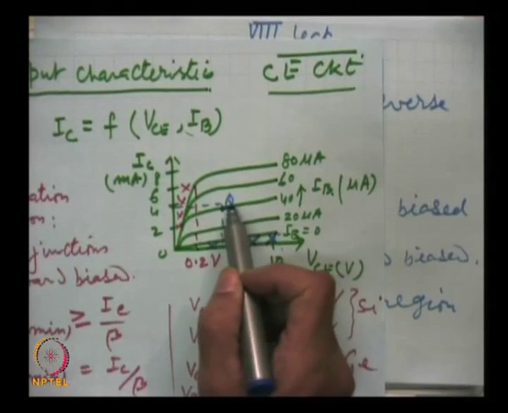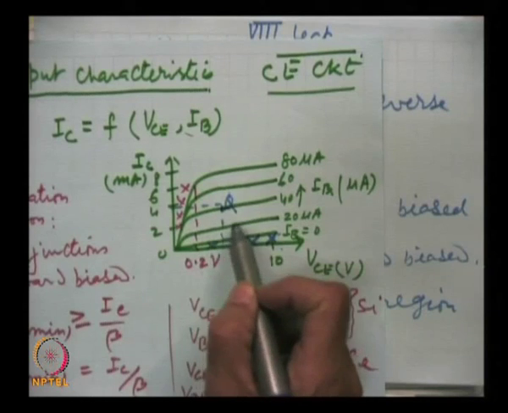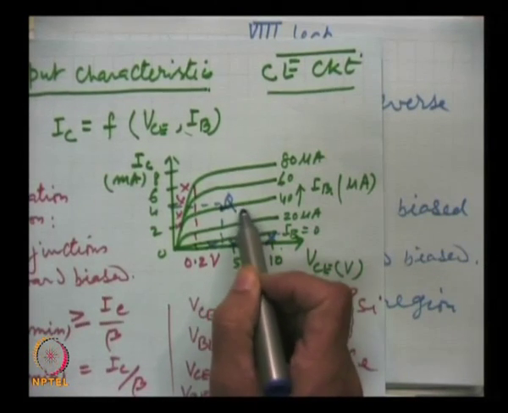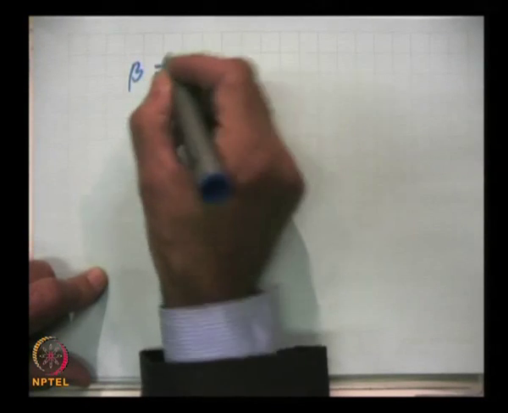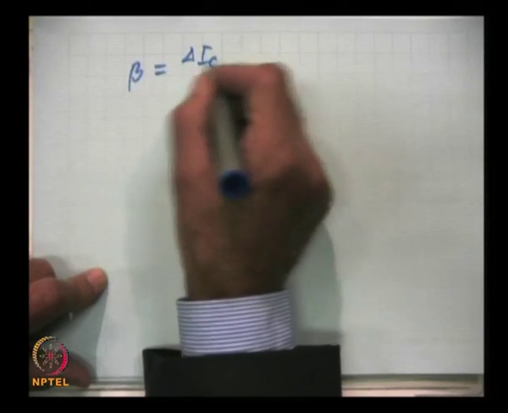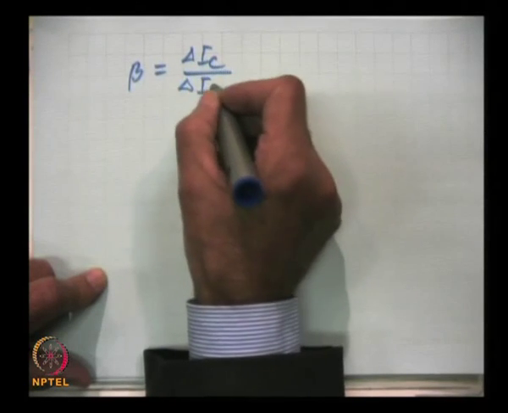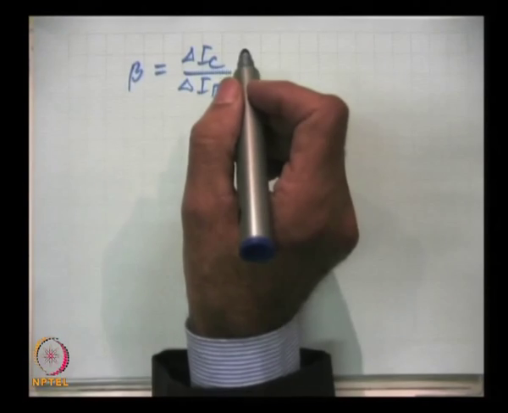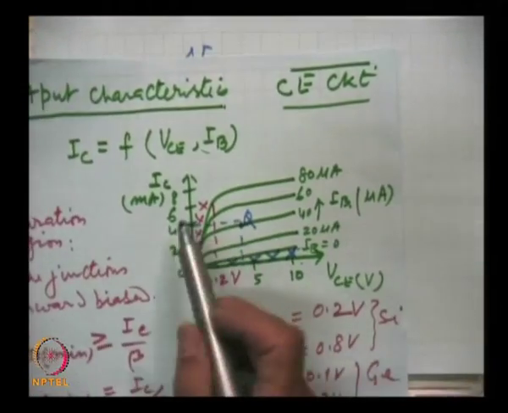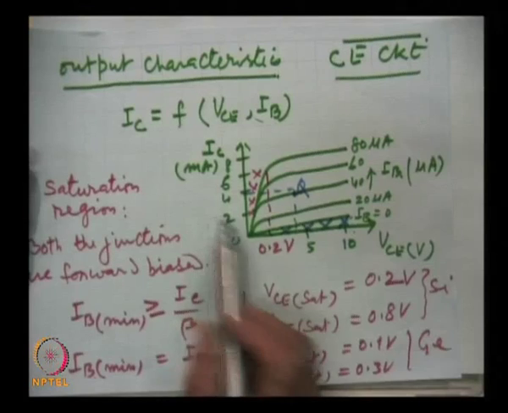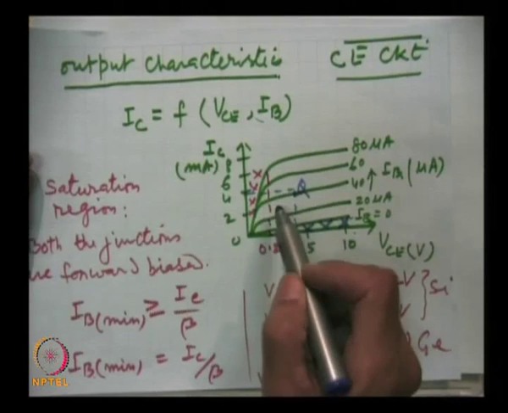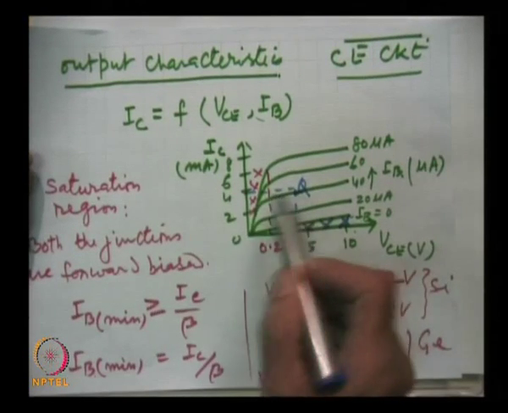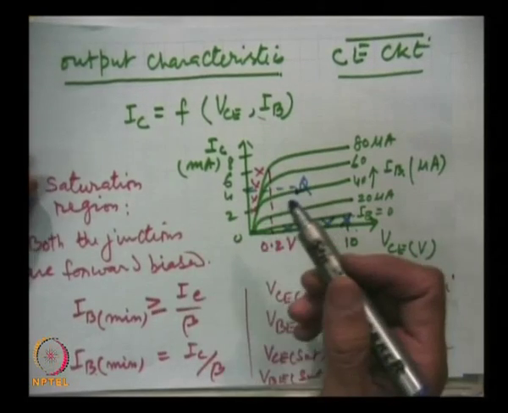We take any input current and change it by some amount, and see how much the collector current changes. From these output characteristics we can find that beta is equal to the change in the collector current divided by the change in the base current. This we can find out. Also, because these two quantities pertain to the output circuit, the slope will give the output impedance or output resistance of the circuit.